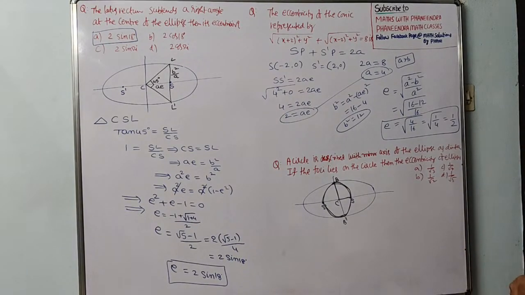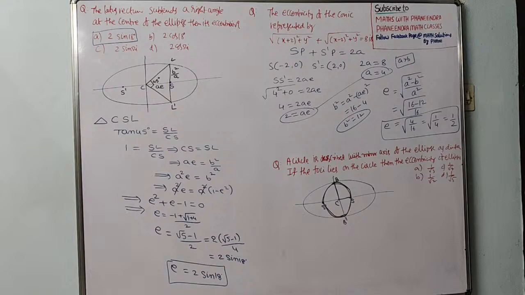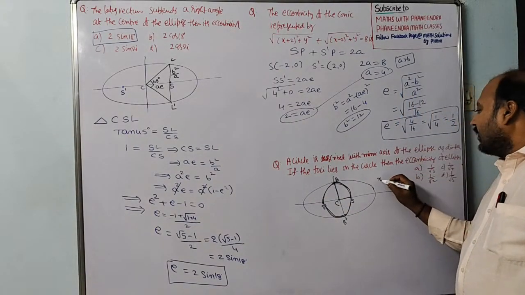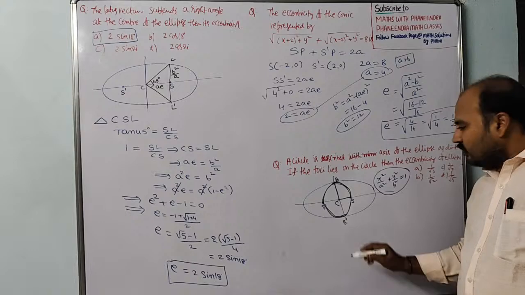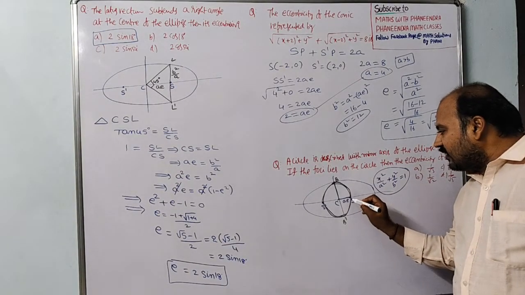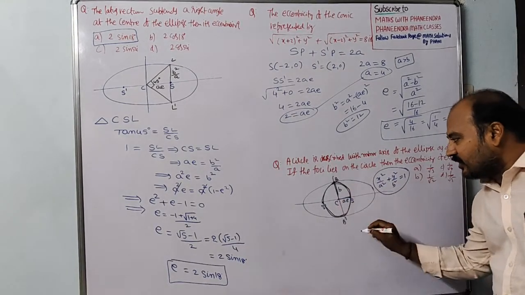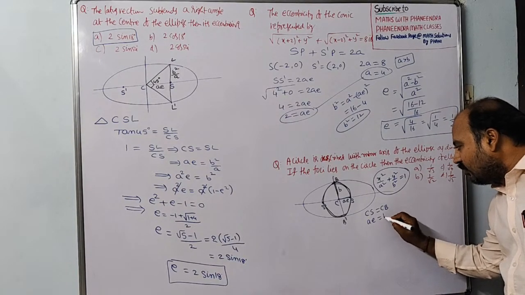The ellipse equation is not given, so we can consider the standard equation. We can take the ellipse as x square by a square plus y square by b square equal to 1. CS value is what? A. CB is equal to what? B only. Since it is a circle, CS is equal to CB, because both are radius. So AE is equal to B.